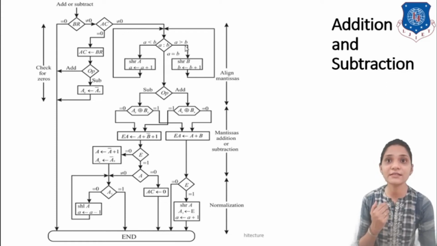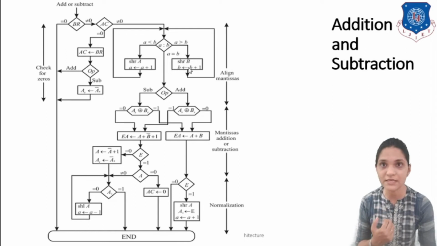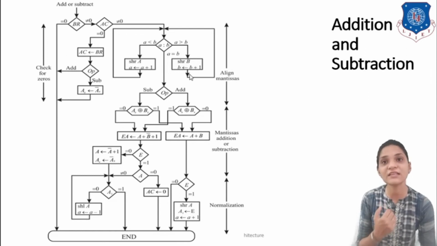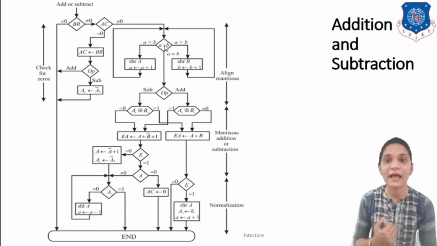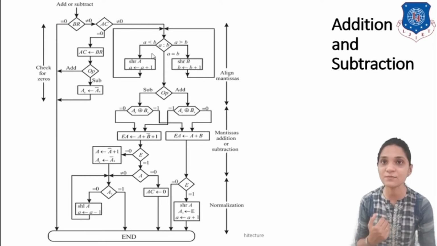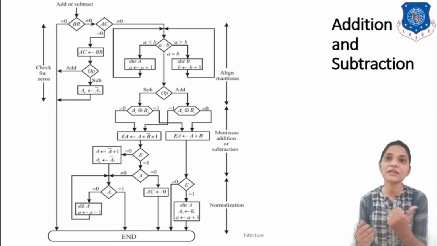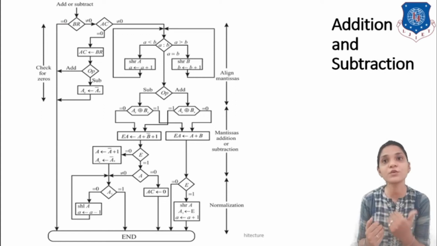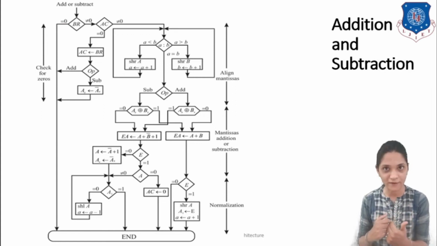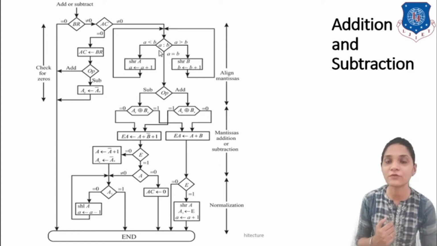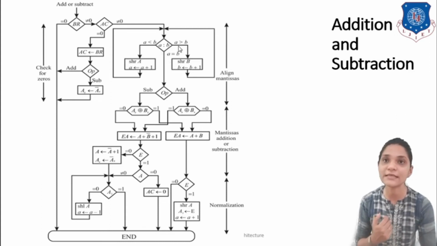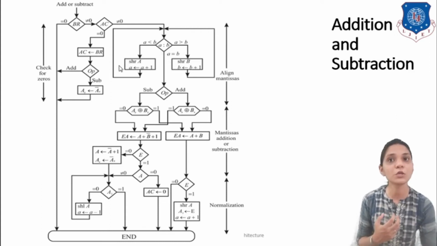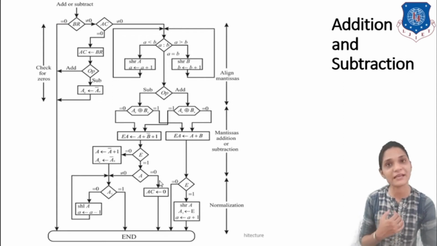If A is greater than B, then you have to shift B right and increment the exponent of B by 1. And if A is less than B, then you have to increment the exponent of A and shift A right side. Okay. So whenever you shift right side, your exponent will be incremented by 1. So you have to check whether A is less than B or A is greater than B. Depending upon the requirement, you will shift A or shift B and increment the exponent.